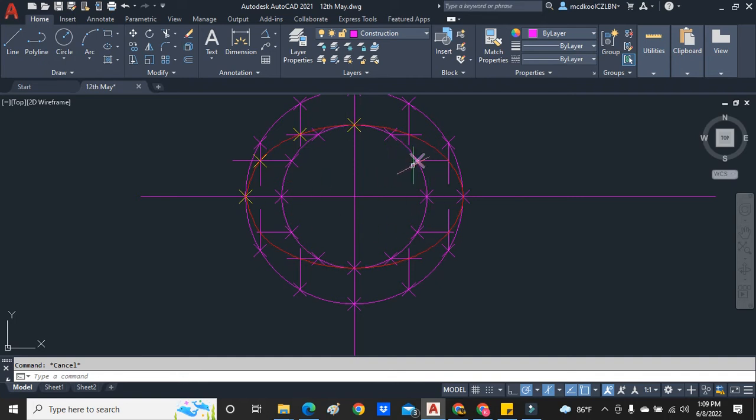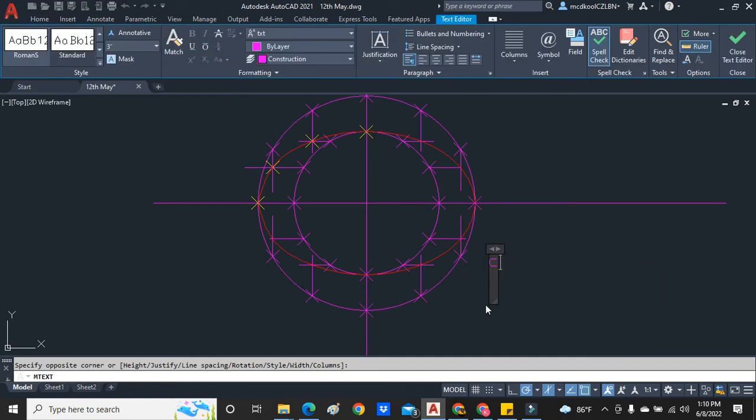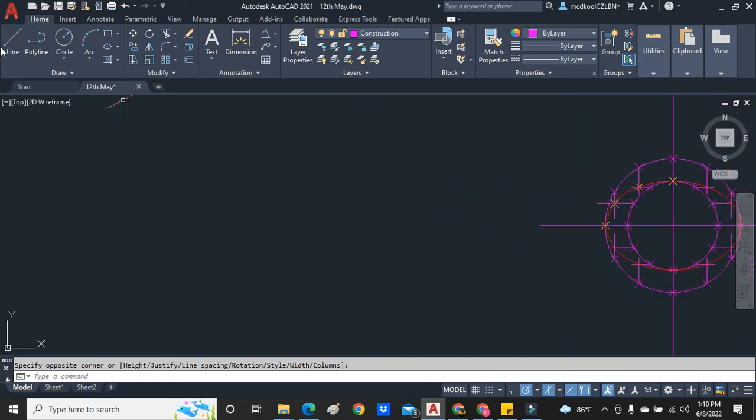You saw how I plotted the ellipse just now? So what method is this? What method is this? Concentric circles. So we're going to take a look now at the other method, which is the rectangular method.